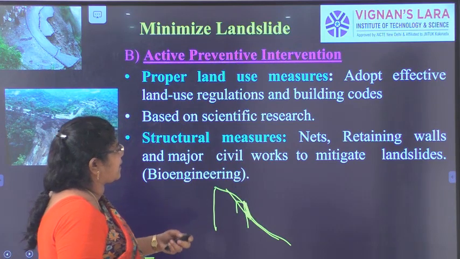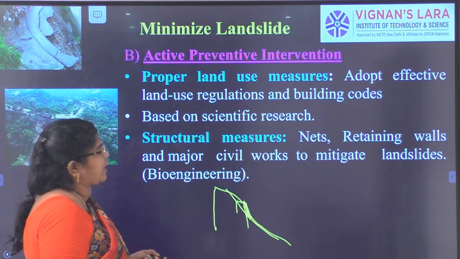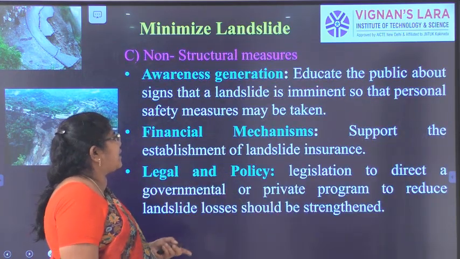So the next one is structural measures: nets, retaining walls and major civil works to mitigate landslides. Bioengineering has to be provided. We will see what a bionet is, what geonets are and what the retaining walls are.